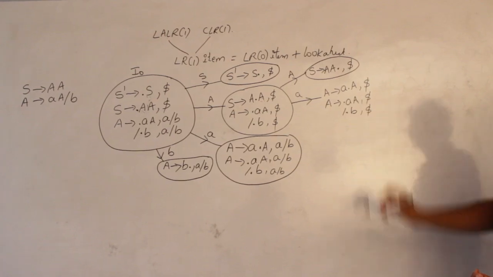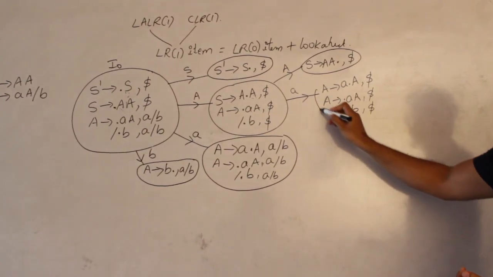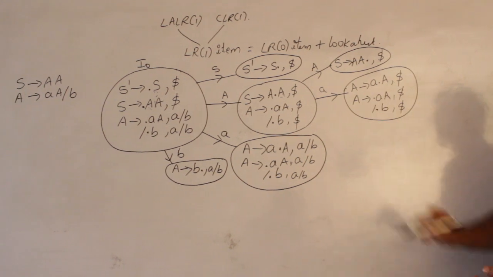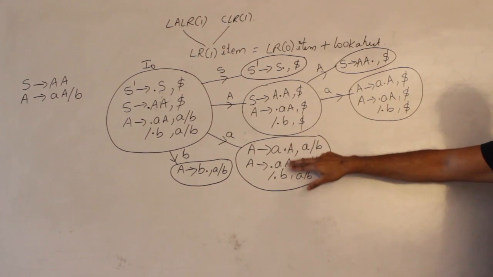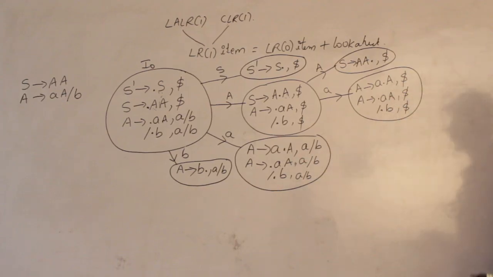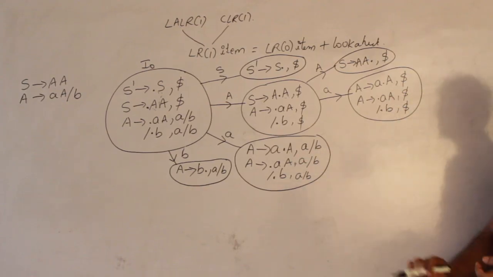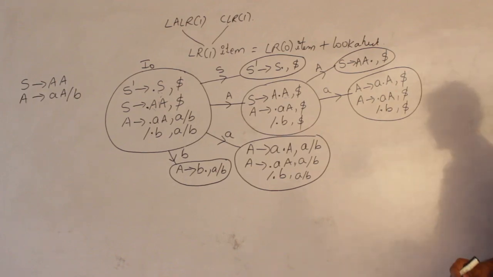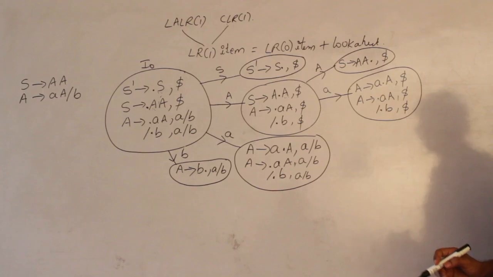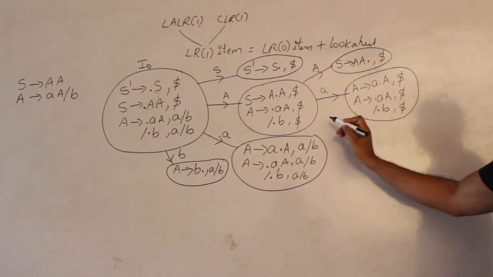Dollar and dollar. Alright, so you have to make an observation here. These two states are actually having the same LR0 items but different look aheads. Here the look ahead is AB, AB, AB. Here the look ahead is dollar, dollar, dollar. Therefore they have to be in different states. Okay, and now let's finish this.